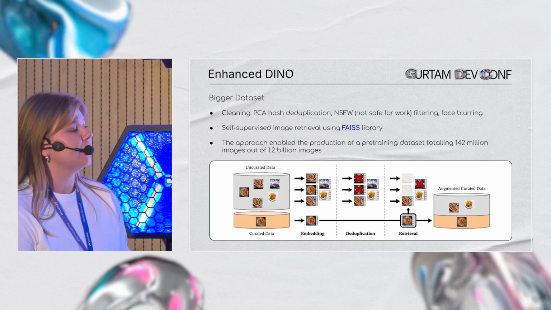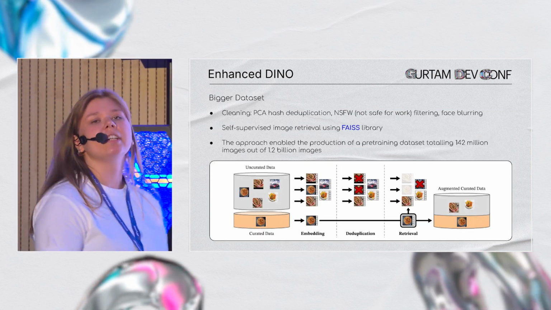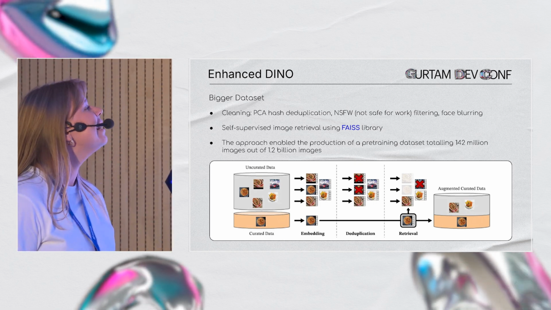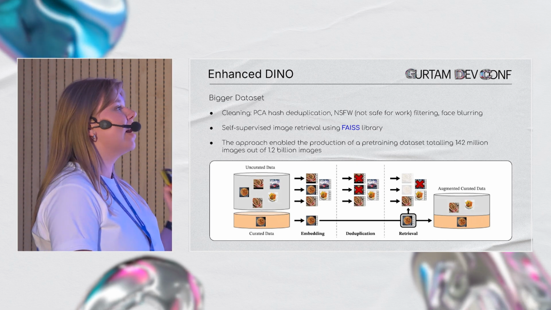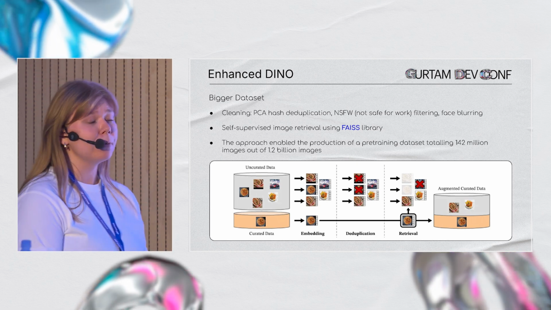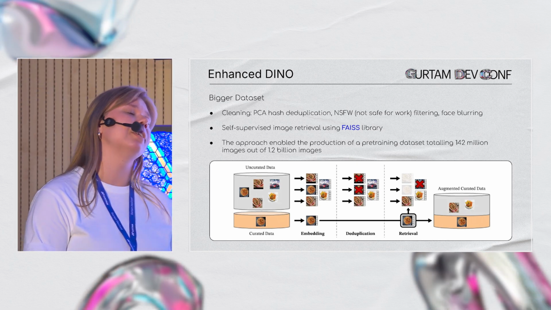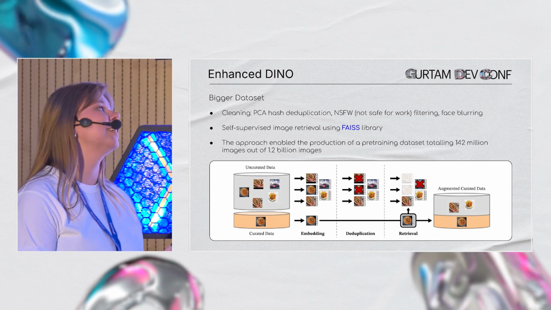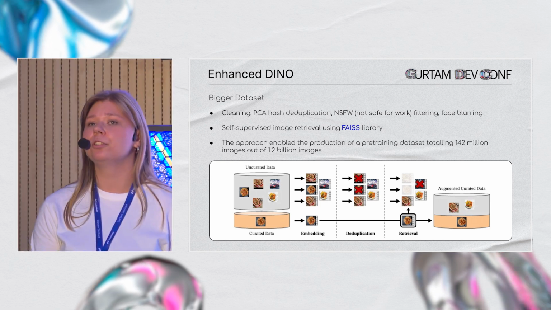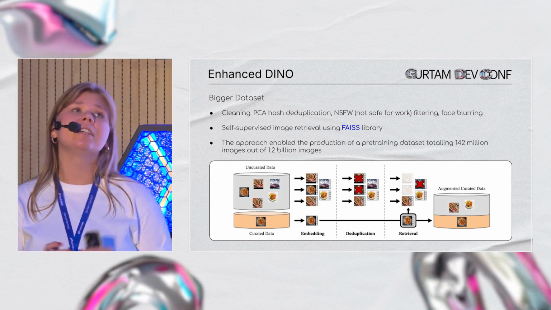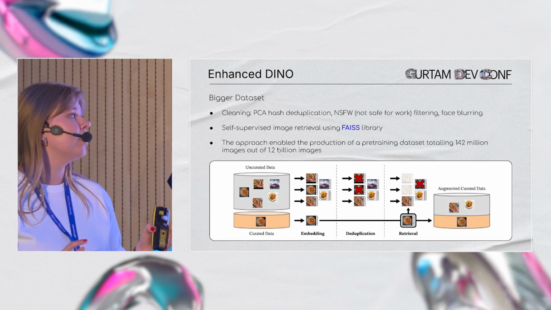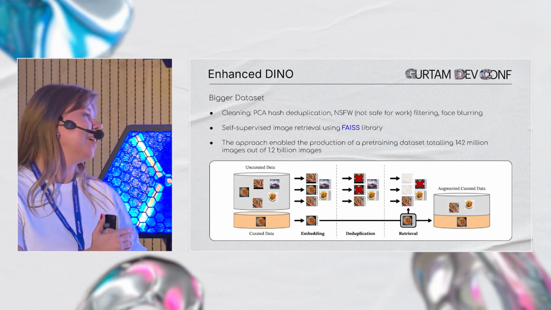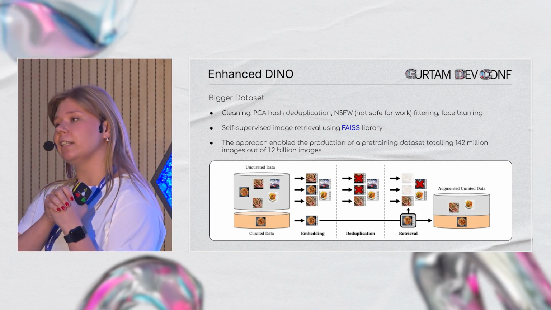And about the data set, they actually introduced a really cool pipeline by using their own framework from Meta. So they did a massive crawl of data from the web. They downloaded more than 1 billion images. They applied some basic cleaning techniques like PCA hash deduplication, not safe for work filtering, face blurring, and so on. And then they came up with an honestly amazing approach using the FAISS library.